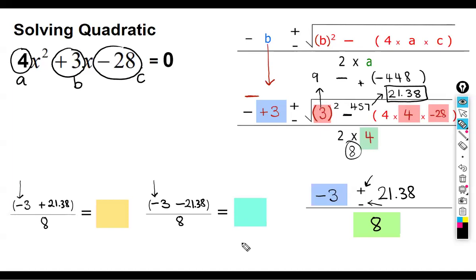Right. So let's work this out. Minus 3 plus 21.38 divided by 8. For my first answer, I'm getting 2.2975, right? But if you round this off to 2 decimal places, remember, if you add 1 to the 9, you'll get 10, and then you add 1 to the 2. So you get 2.30, roughly that. And for the second answer, in brackets, minus 3 minus 21.38 divided by 8, I'm getting minus 3.05.